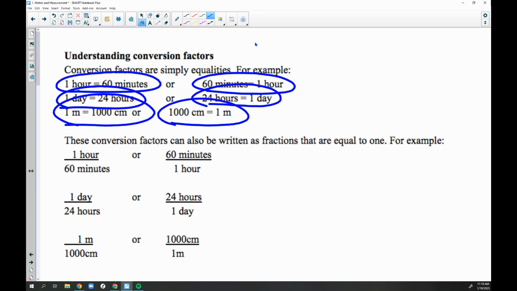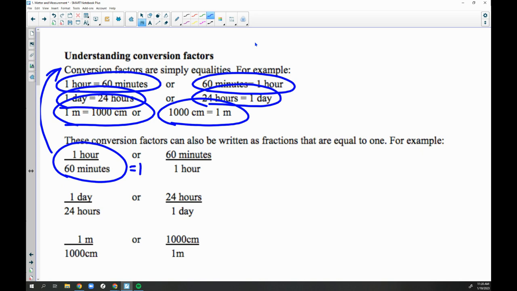All right, so we can write these conversion factors as fractions, and this is what we're going to be doing in chemistry class most of the time. So for instance, this conversion factor up here of 1 hour equals 60 minutes, we can write it like a fraction in that way, 1 hour over 60 minutes. And because the top and the bottom have the same value, this fraction overall has a value of 1.